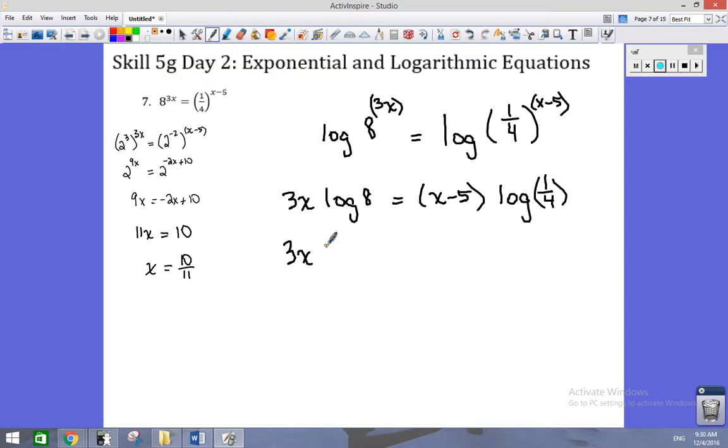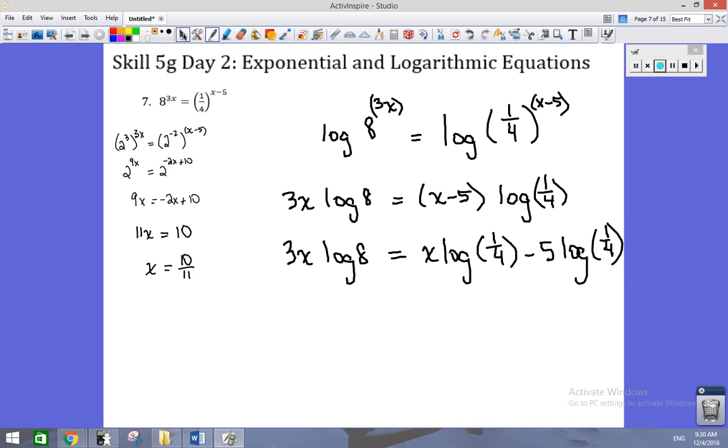I need to get the terms that have the x on the same side of the equation, but first I need to apply the distributive property. This first term gets multiplied by log of 1/4, and the second term gets multiplied by the log of 1/4.